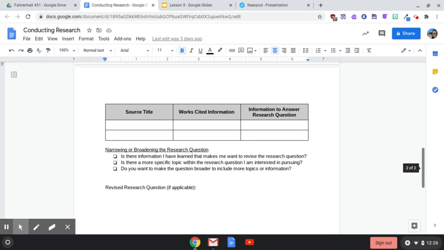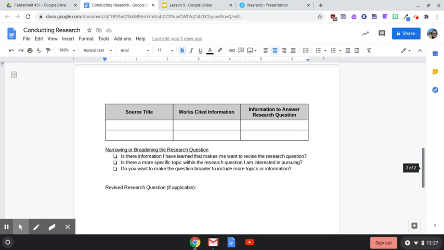Is there a more specific topic within the research question that I'm interested in pursuing? Well, I might want to focus in just on the presidents of the 1950s, or maybe the senators, or maybe just the senators and representatives from Louisiana in the 1950s. Or do I need to make my question broader to include more topics or information? And you see, that's something I need to consider as well.